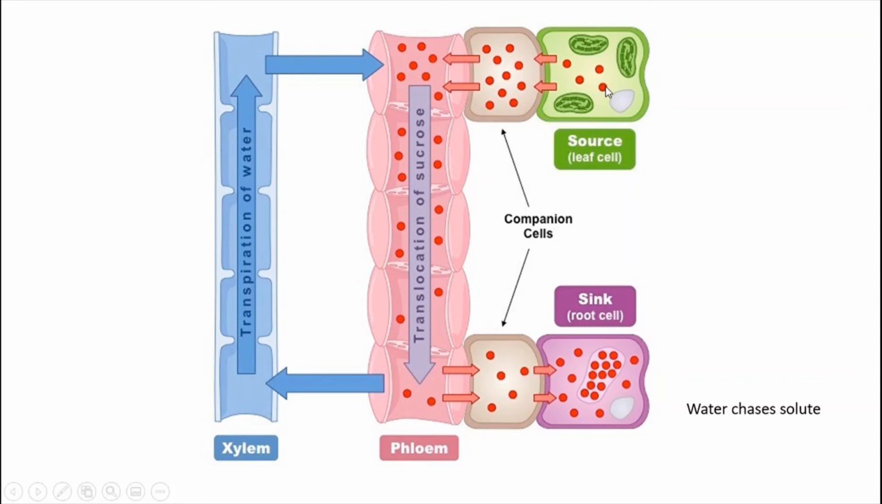The other thing to note is our companion cells. So we know that at the top we have active transport to unload from the source into the phloem. And one thing to note is that our companion cells, because they are our metabolic companions, provide the energy to facilitate this process.